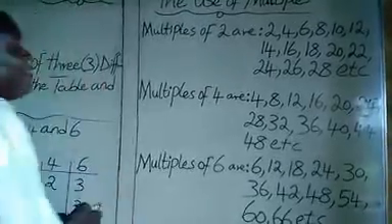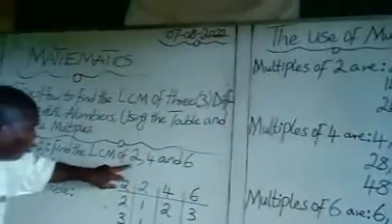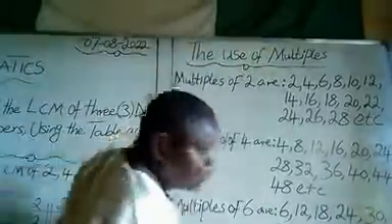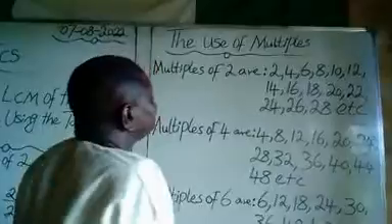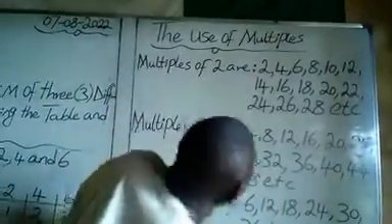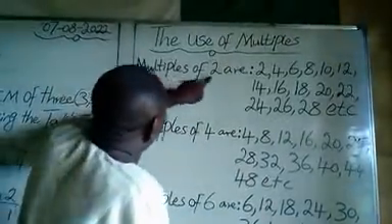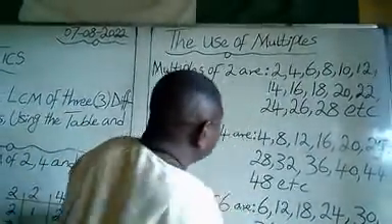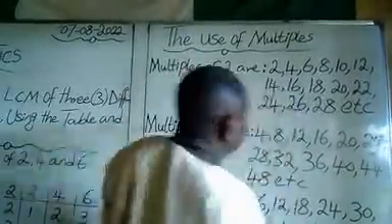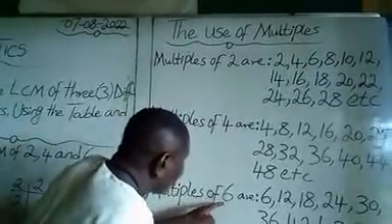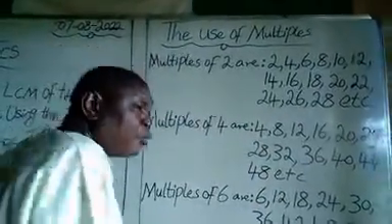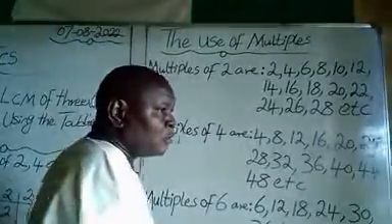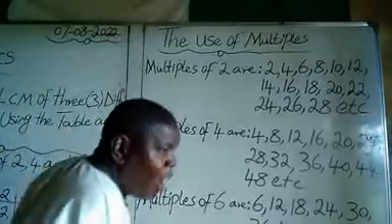Now what is the LCM of 2, 4, and 6? I'm using the multiples now. Let me check. In the multiples of 2, I have 12. In the multiples of 4, I have 12 also. In the multiples of 6, I have 12. Alright? Okay. I'm looking for the lowest common multiple, the lowest among the multiples of 2, 4, and 6.